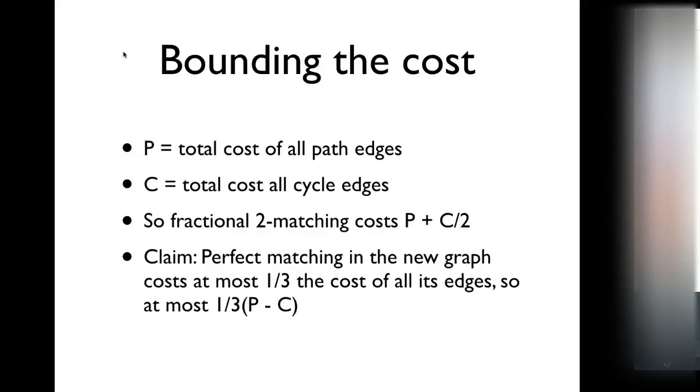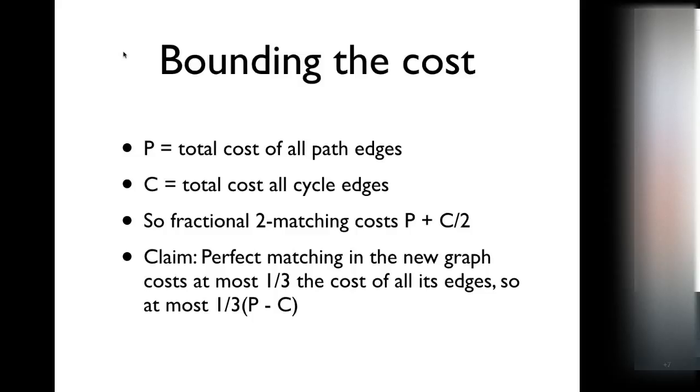So I'm going to let capital P be the total cost of all the path edges, and capital C be the total cost of all the cycle edges. So I claim that the cost of a fractional 2 matching is the cost of the path edges plus half of the cost of the cycle edges, because the LP value was half on all the edges in the cycle.